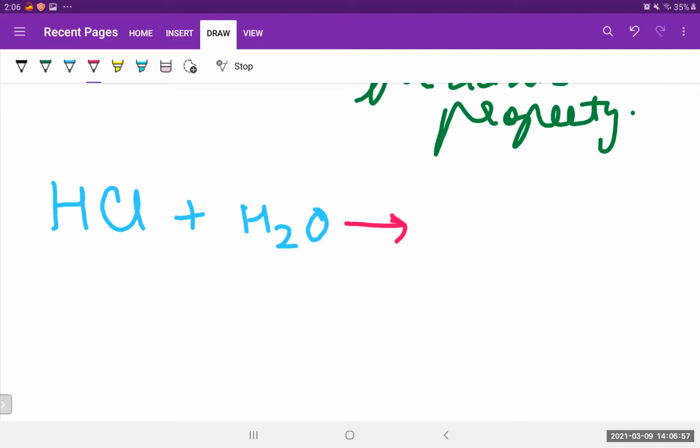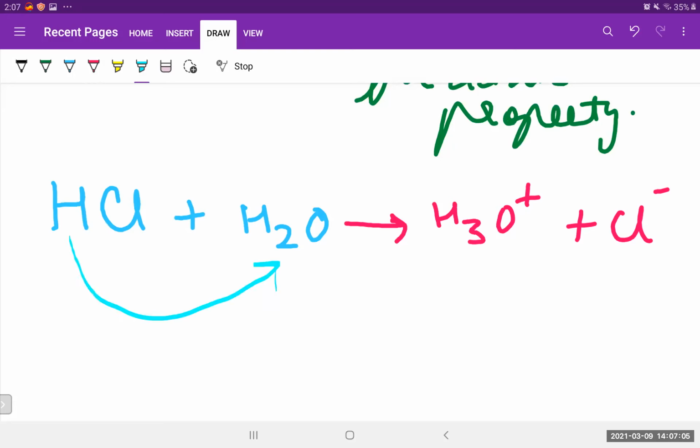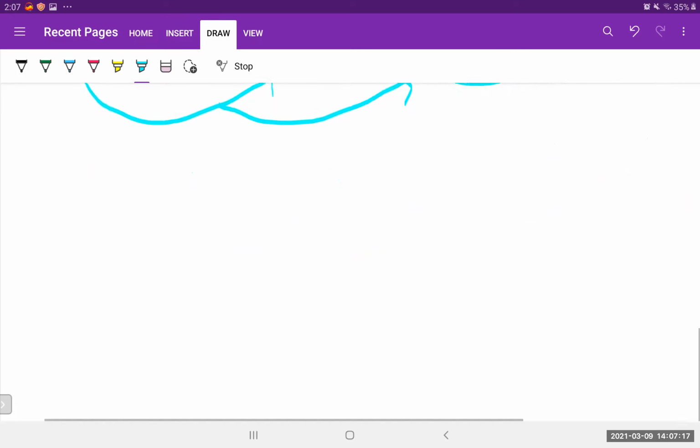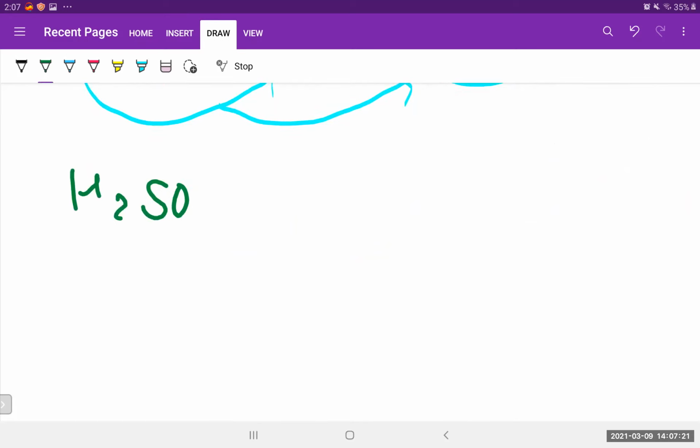So it will give H3O plus and Cl minus. See what has happened? H has moved to this H2O. It has become H3O plus, and this Cl was left alone, an abandoned child, now in the orphanage. Okay, so let's take another example, H2SO4.